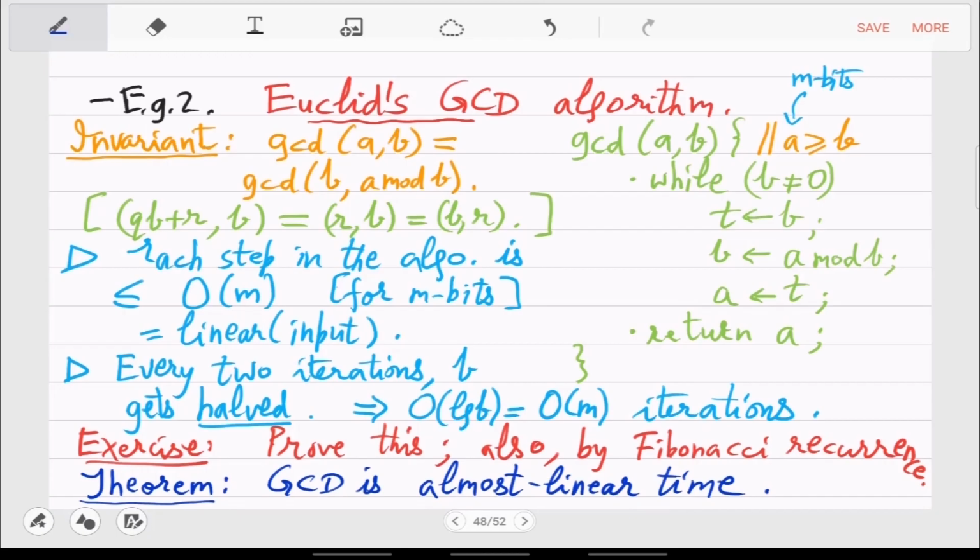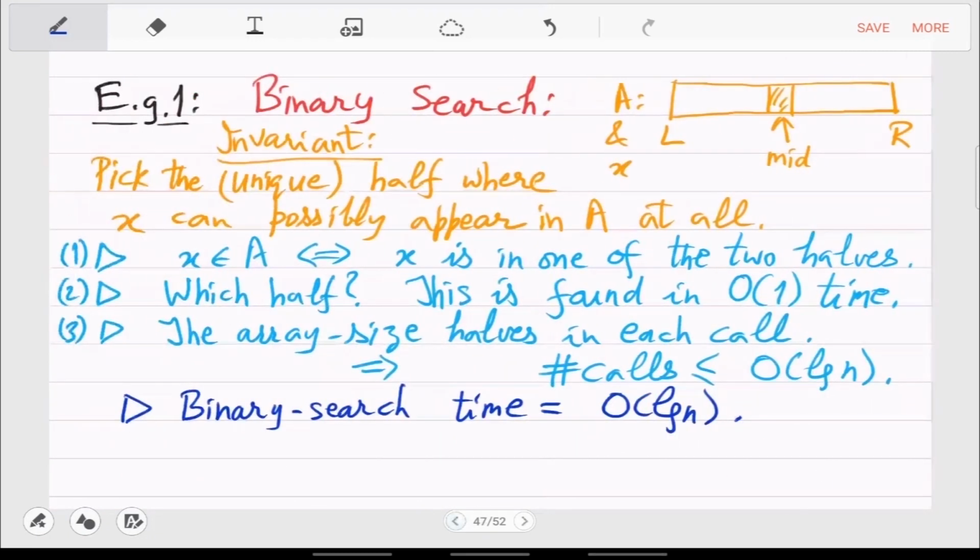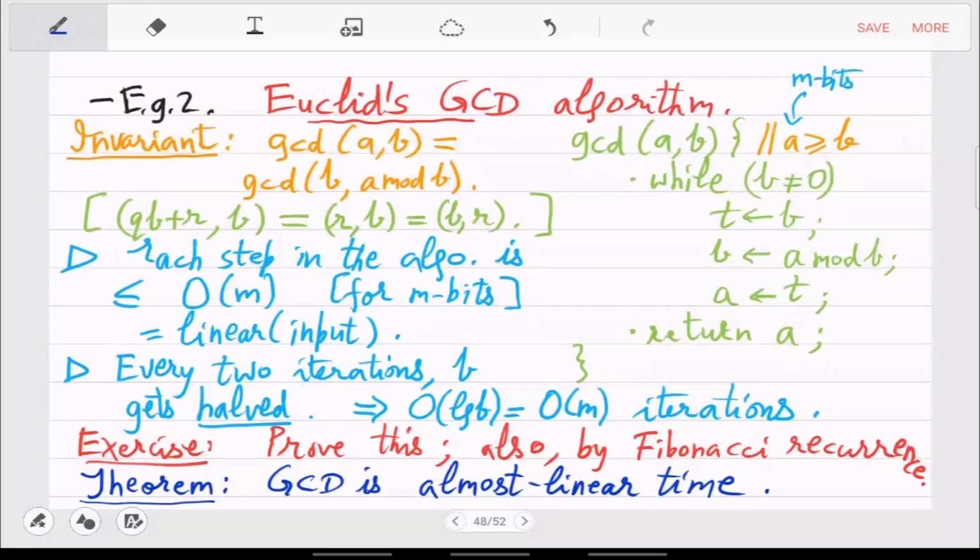Yeah, so these are the steps again. You saw it for binary search, and a very similar thing is happening here also. Both of them are using this halving property. We'll continue to use it in a new example. Any questions till now?